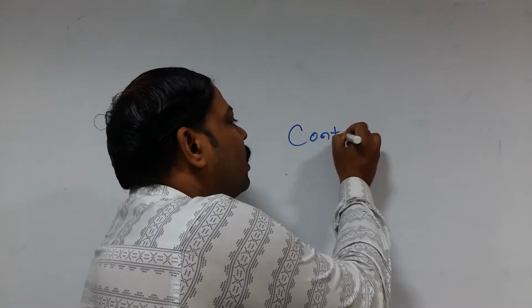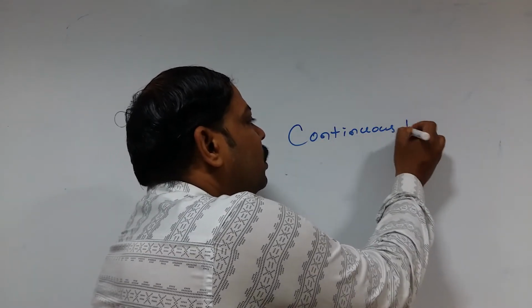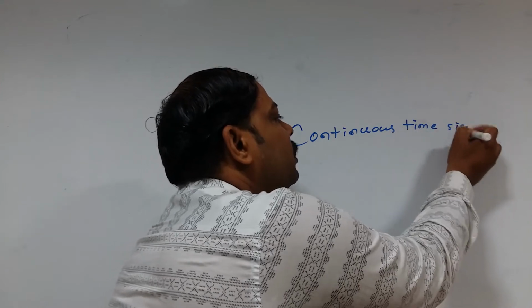First of all, you should know which signals are continuous time signals and which signals are not. Actually, with respect to time, you can classify a signal into two types: continuous time signal or discrete time signal. So first of all, here I am going to cover the concept of continuous time signal. So what is basically a continuous time signal? Now let us discuss continuous time signal.